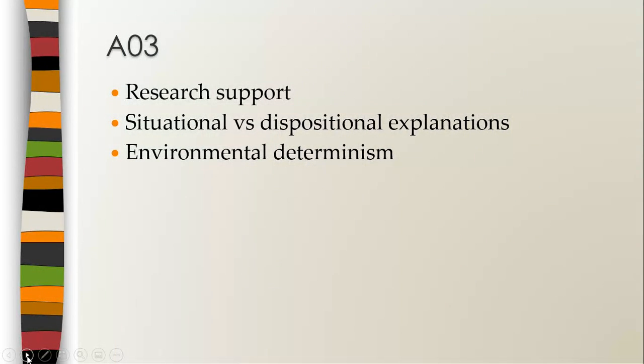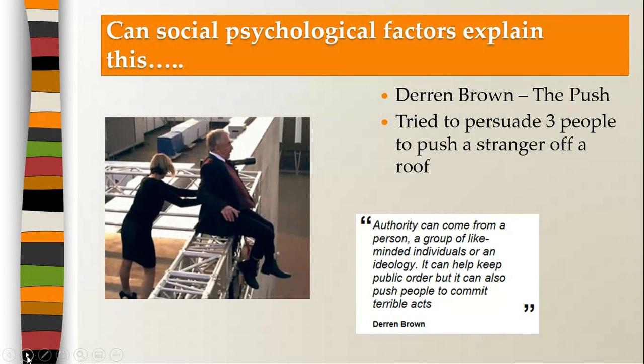In terms of evaluating this, there is research support. You can also use the argument of a situational versus a dispositional explanation. All the stuff we've looked at so far seems to be situational. It's something about the environment. Someone's disposition is their personality. So you can compare it to dispositional explanations, which is the next subtopic here. And also it's an example of environmental determinism. So it's saying that you have a lack of free will. If you feel like you're in an agentic state, you are less likely to take responsibility for your own actions. Derren Brown's The Push is something good to watch to see how agentic state and legitimacy can be applied to this example.